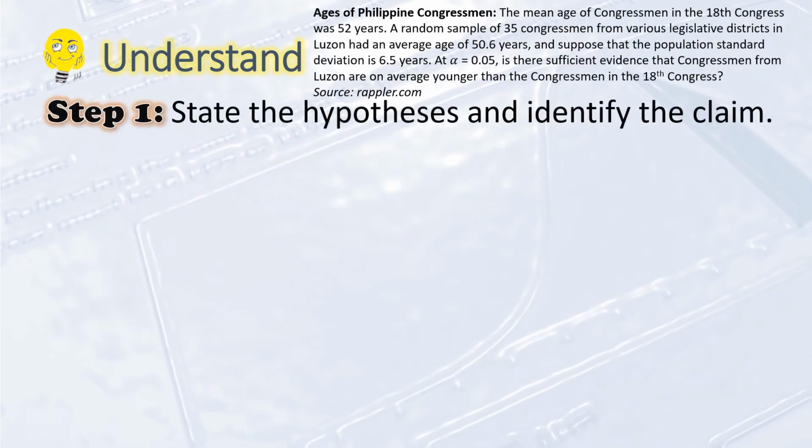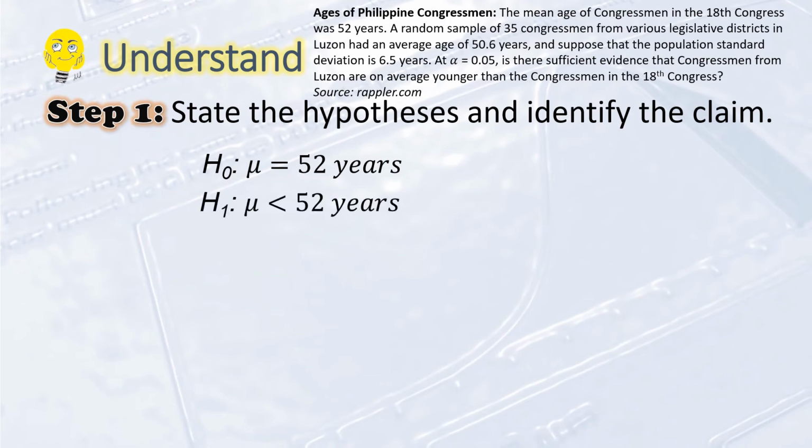Let us have step 1. In this example, in writing the hypothesis, we will just use the symbols. So for our null hypothesis, mu is equal to 52 years. And for the alternative hypothesis, mu is less than 52 years. From the problem, it says, is there sufficient evidence that congressmen from Luzon are on average younger than the congressmen in the 18th Congress? So we use the symbol less than. And this is our claim.